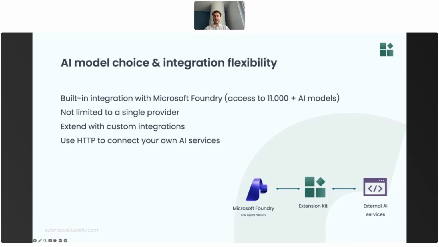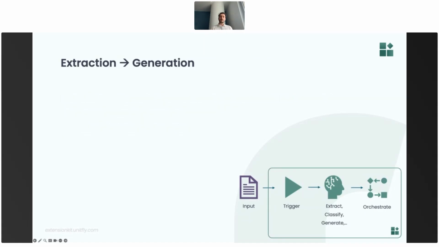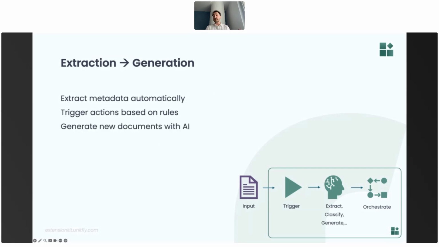So maybe to sum it up, the whole logic of the Extension Kit is about triggers, actions, and orchestration. You can use the Extension Kit to extract metadata automatically. You can trigger actions based on rules and conditions inside the workflows. You can also generate new documents with AI, and we're going to show this in today's demonstration. Based on the results you get from your AI services, you can route results into workflows, changing the workflows, changing states, etc.